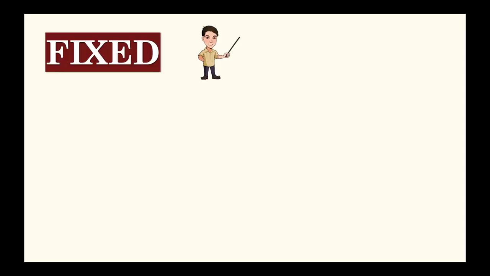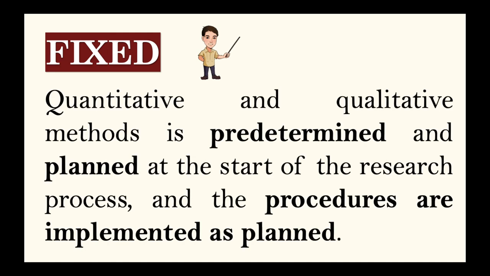The choice of a mixed methods research design could either be fixed, that means to say that the quantitative and the qualitative methods are predetermined and planned at the start of the research process, and the procedures are clearly implemented as planned. So in this type of mixed method research, the researcher already designed, already selected what specific mixed method research approach he or she will be using in his or her study.